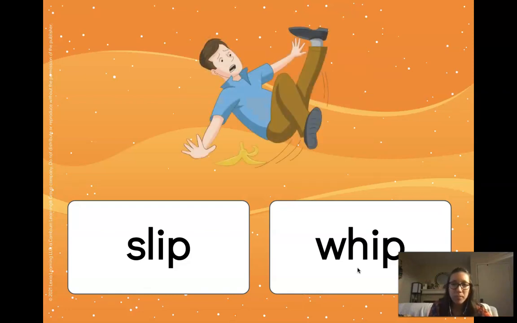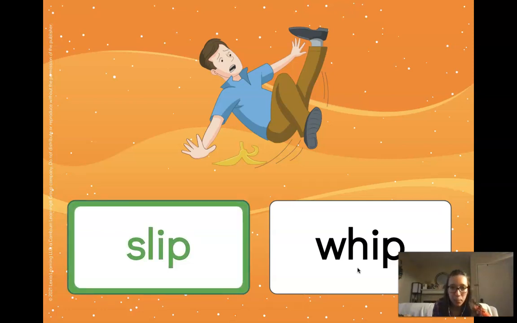Got it? All right. Which of these words matches our picture? Good. The word is slip. S-L-I-P, slip. This word has 4 sounds because it has the consonant blend, SL, at the beginning. We hear each of those sounds. This is different than the word on the right, which is whip. W-H-I-P, whip, only has 3 sounds because it has a consonant digraph, WH.